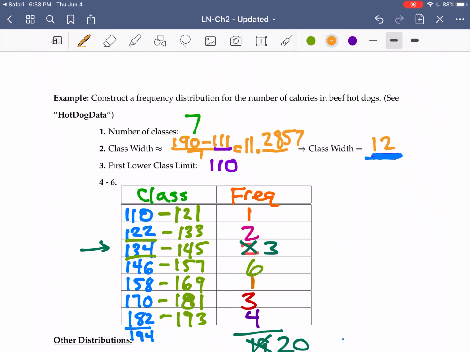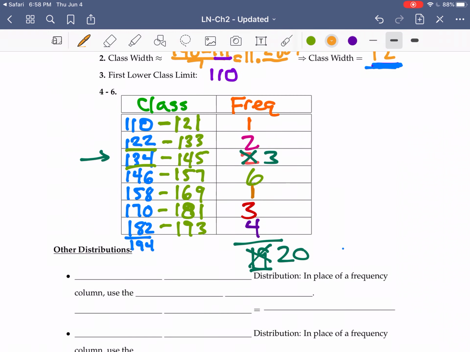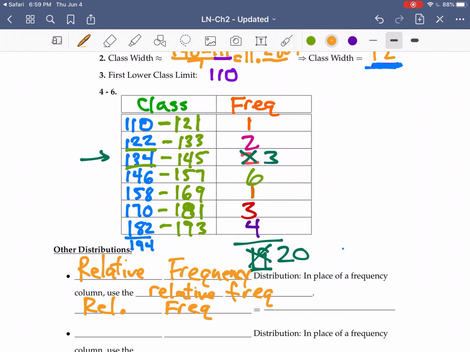But let's look at two other types of distributions that we might construct. So one that we might construct is a relative frequency distribution. For a relative frequency distribution, instead of having a frequency column, we use the relative frequency. And what is a relative frequency, or how do we calculate that? Well, the relative frequency is the actual frequency divided by the total.